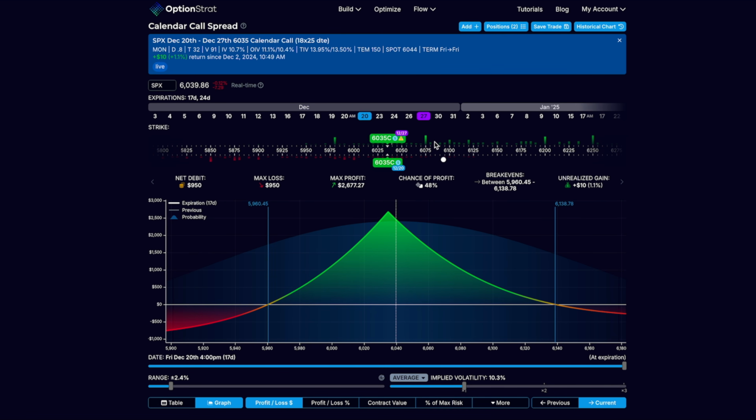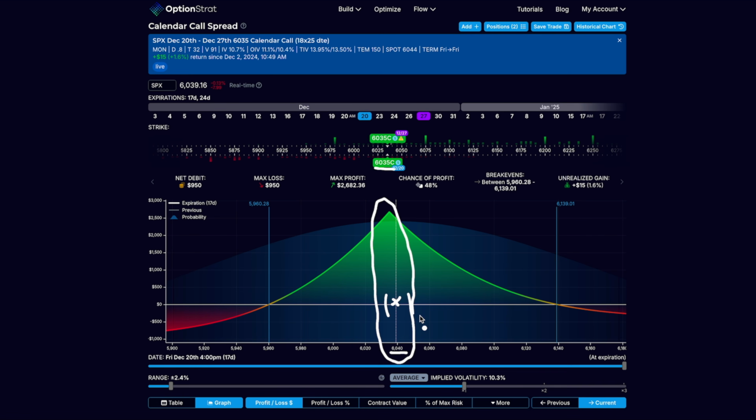This type of calendar spread can fall under the realm of an income spread, because I pretty much went at the money when I opened the trade. In other words, the SPX is at 60.40 right now. This calendar was created using the 60.35, so it's within a 5 to 10 points radius of the SPX. So it's relatively at the money.